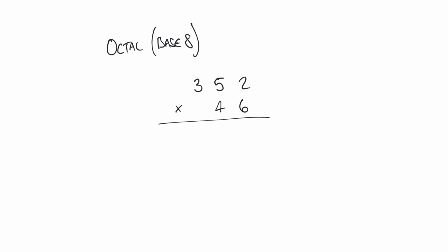And so we had 12 here as our result. We're going to carry one lot of 8, and that's going to leave us with 4, because we had 6 times 2, giving us 12.